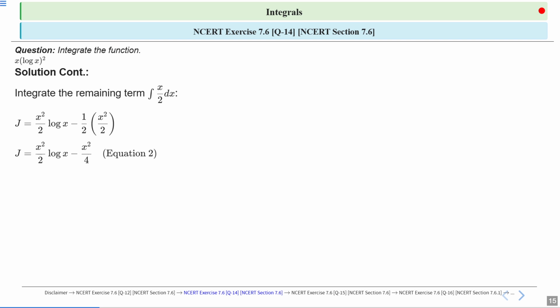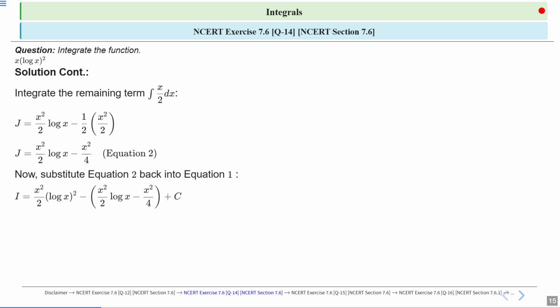Integrate the remaining term, integration of x by 2 dx. So 1 by 2 comes out of the integration sign, and for the integration of x we have to apply the formula integration of x^n is x^(n+1) by n plus 1. So integration of x is x square by 2. When we simplify, we get I is equal to x square by 2 log x, and just substitute the value of the integral J. We get x square by 2 log x minus x square by 4 plus c.